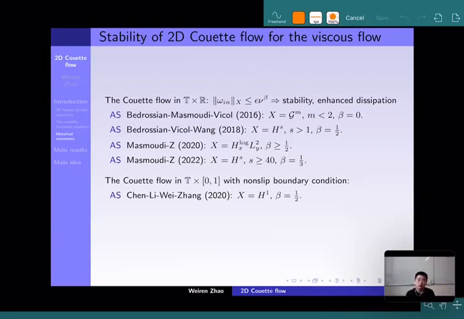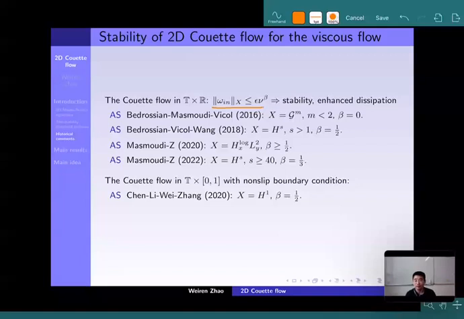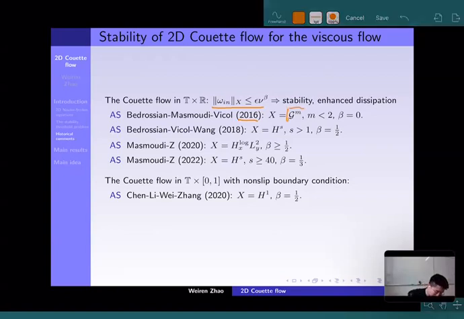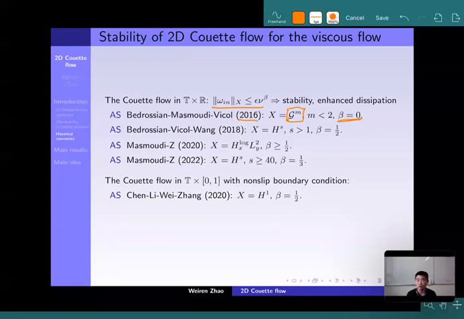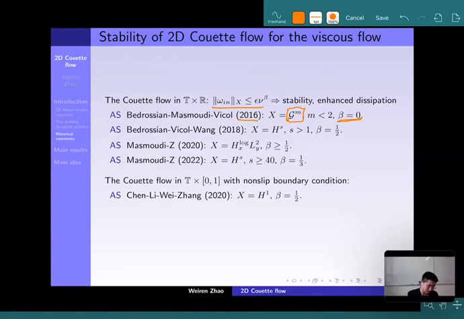In the two-dimensional setting, if we say that the initial omega is smaller than nu to the beta, let's try to obtain some stability and nonlinear enhanced dissipation result. The first result is given by Bedrossian, Masmoudi, and Vicol. They say that if the regularity is in a Gevrey space, so it's extremely smooth, in Gevrey 2, then you can set this beta to be 0. So this is the smallest beta, right? You cannot make beta negative because nu is positive and small.